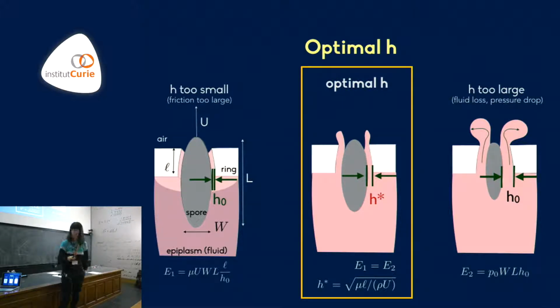And here, just for completeness, this is the viscous dissipation. It comes from the gradient of the velocity. So U divided by H times mu is the viscous stress. Because the stress is a pressure, you need to multiply again by a surface, and that surface is L times L.